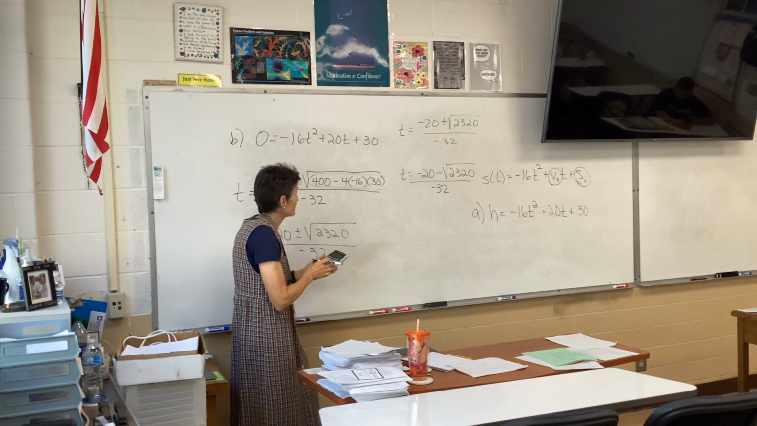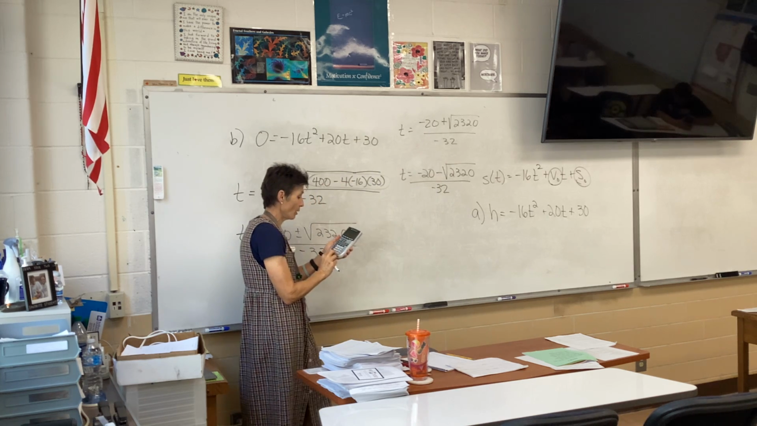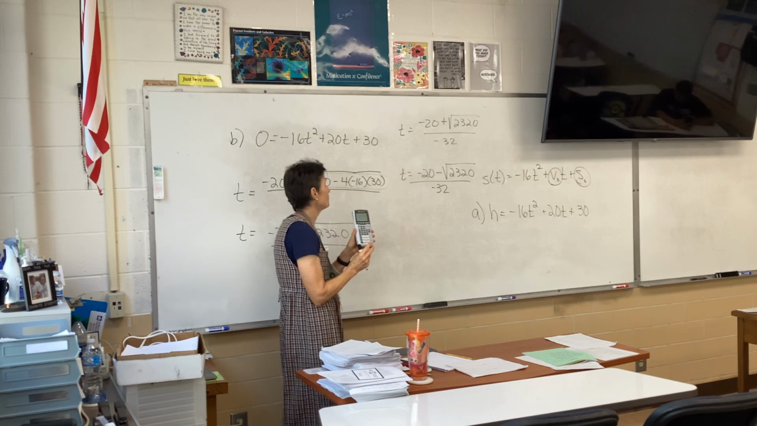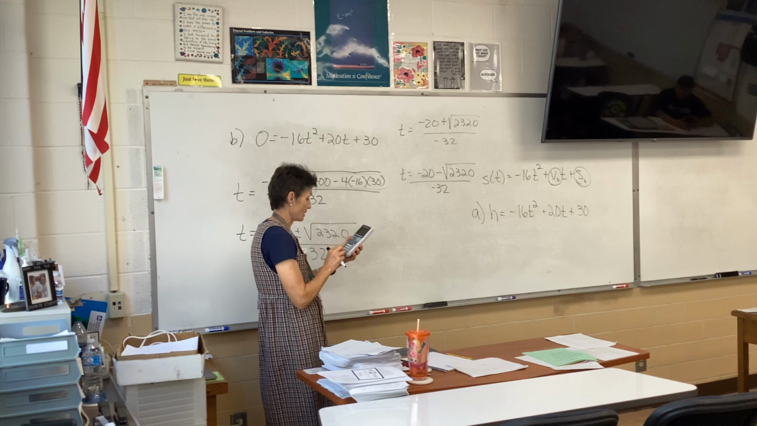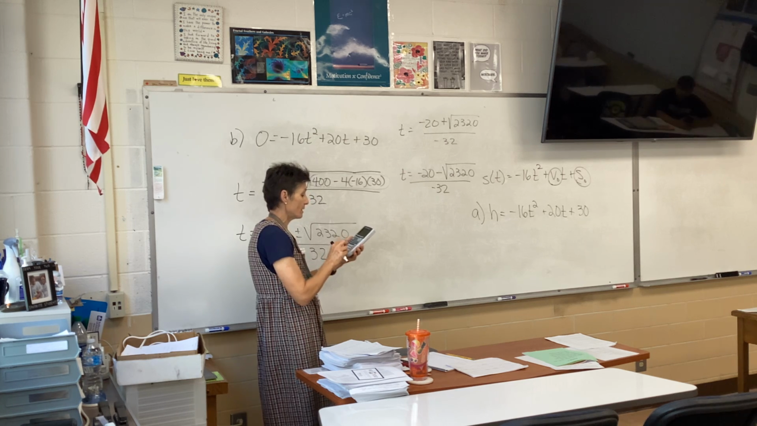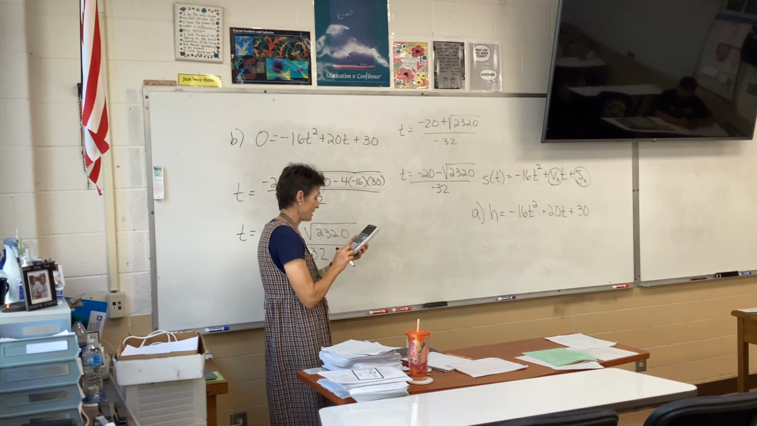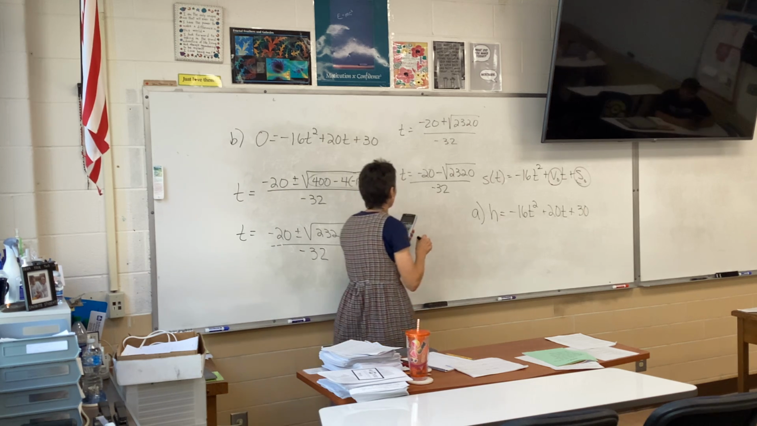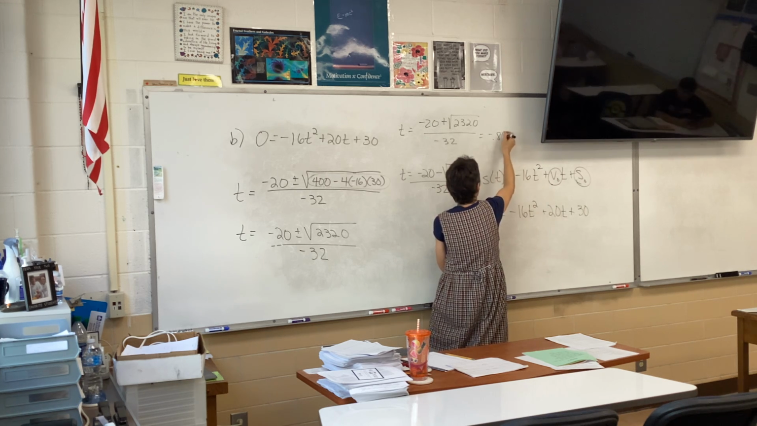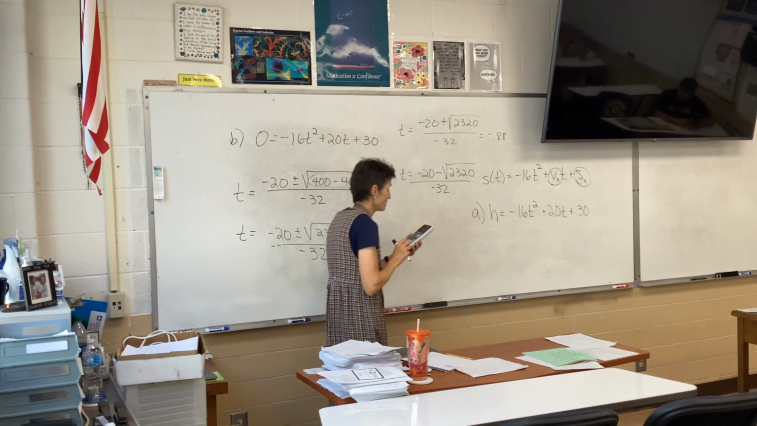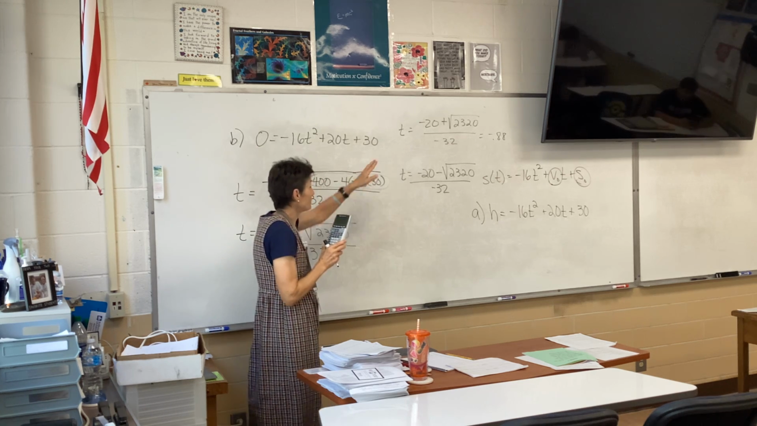All right, so I'm going to type this in. I'll do the top one first. So negative 20, make sure you're using your negative, plus the square root of 2320, equals, and then divided by negative 32. Oh gosh, I got negative 0.88. Anybody else get that, or should I type it back in? For the top one?